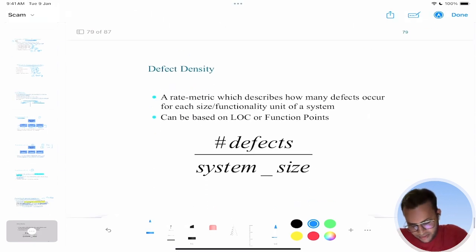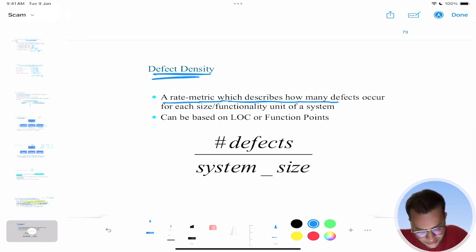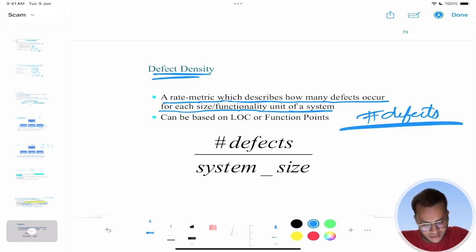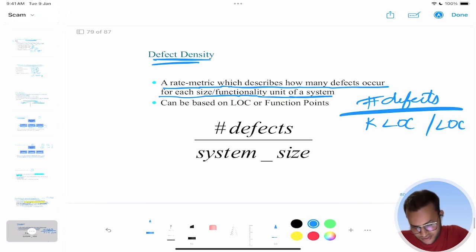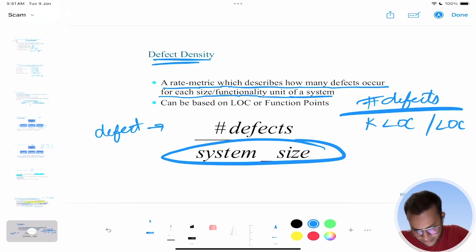Now the third metric is the defect density. Defect density metrics are rate metrics which describe how many defects occur for each size or functionality unit of a system. It is basically the number of defects upon the number of lines of code. It can be in KLOC or LOC depending upon the size of the software. For example, if the defect density is large for a given amount of size, then the system is producing a large number of defects, so it is not beneficial. And if the defect density is low, it means that we have good software with the least amount of defects in the given system size.